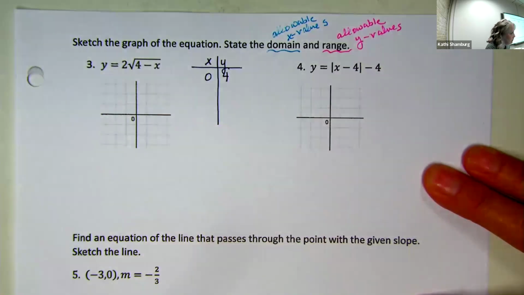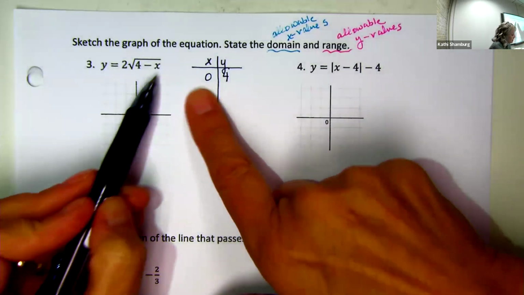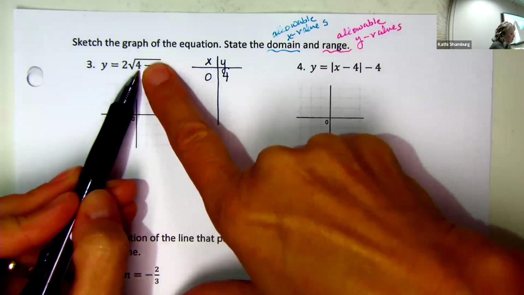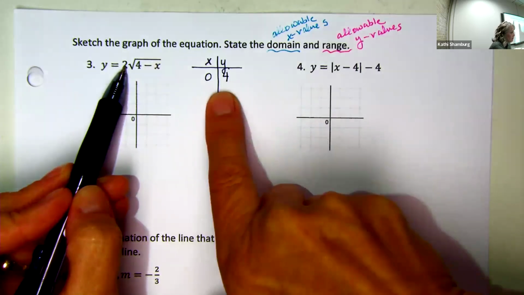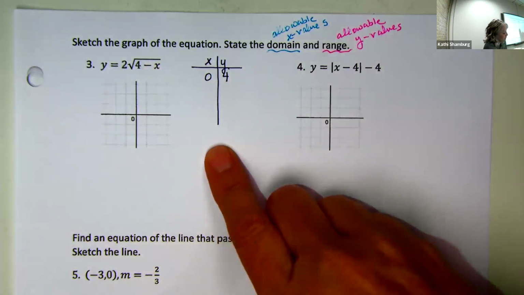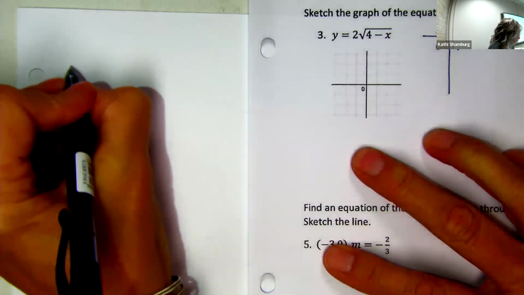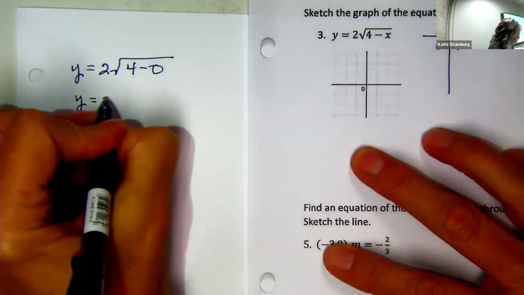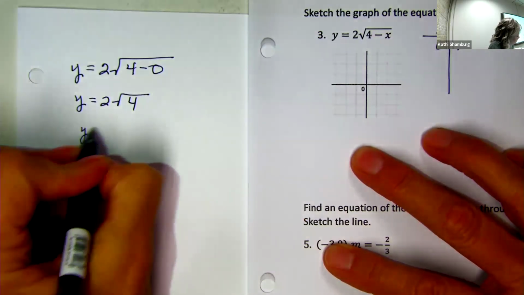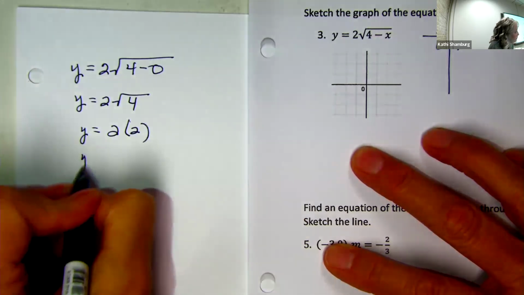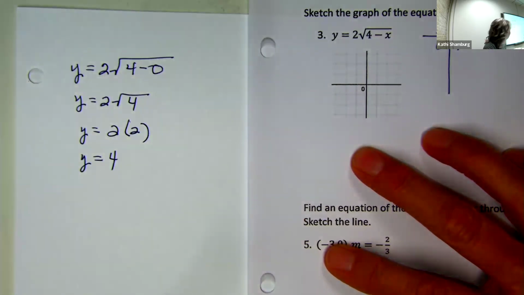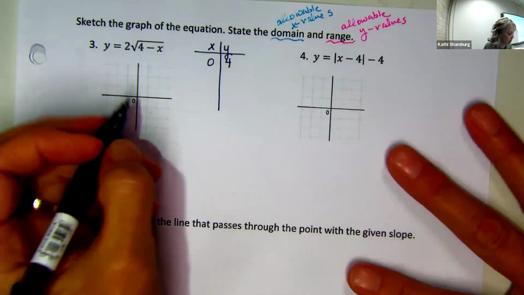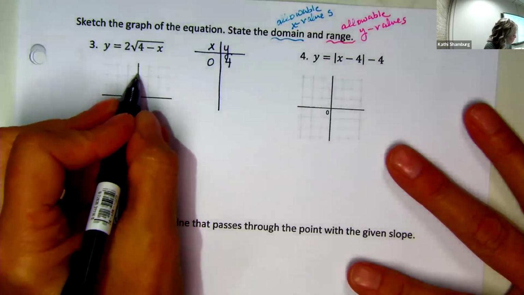That went the wrong way. I substituted 0 into this equation. So 4 minus 0 is 4. The square root of 4 is 2. 2 times 2 is 4. Okay, so that gives me the point. I almost graphed 4, 0, but it's 0, 1, 2, 3, 4.